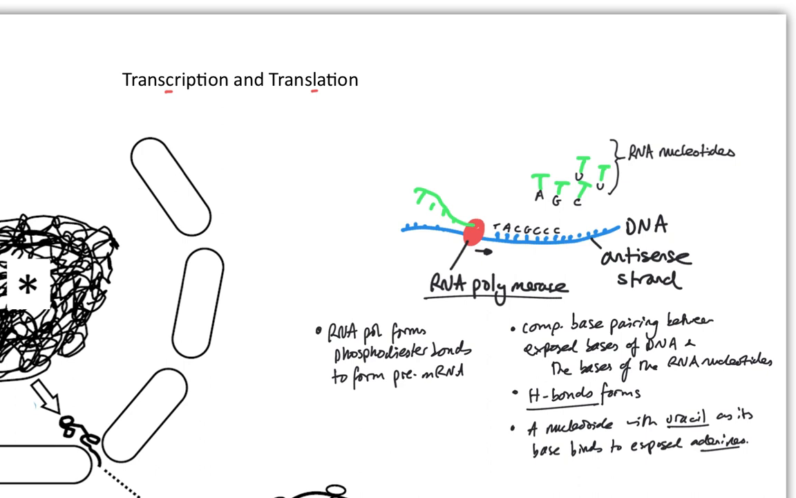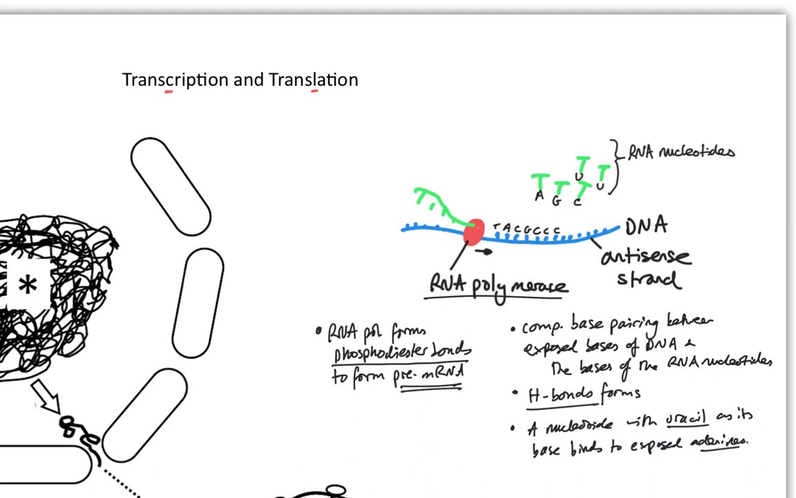Okay, so that is transcription. RNA polymerase binds to the antisense strand of DNA at a gene. 3 nucleotides drift in and they do complementary base pairing, forming hydrogen bonds. Where there's an exposed adenine, an RNA nucleotide with uracil as its base will bind, and then RNA polymerase comes in like an iron and forms that sugar phosphate backbone bond, but it's called a phosphodiester bond, and we're forming pre-mRNA.